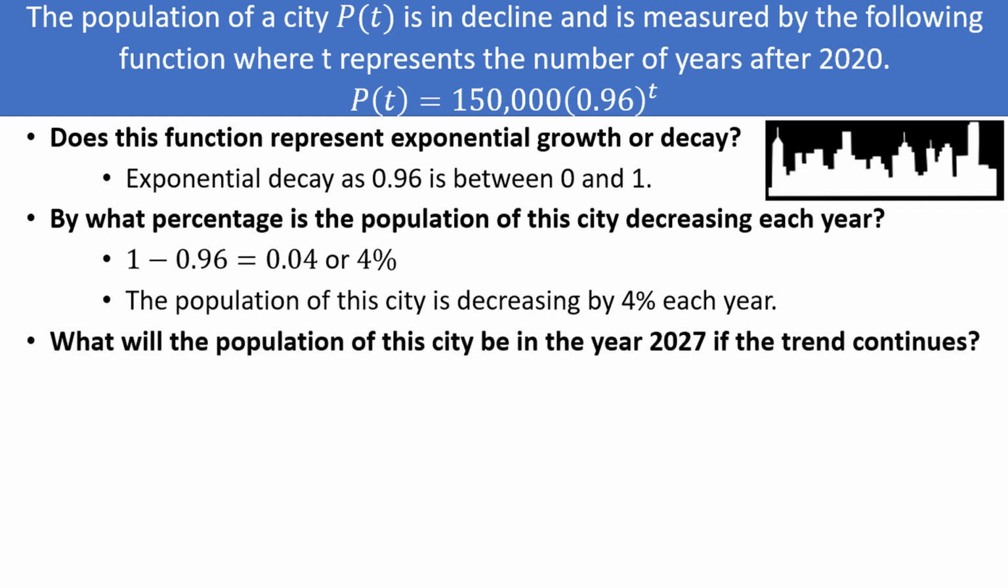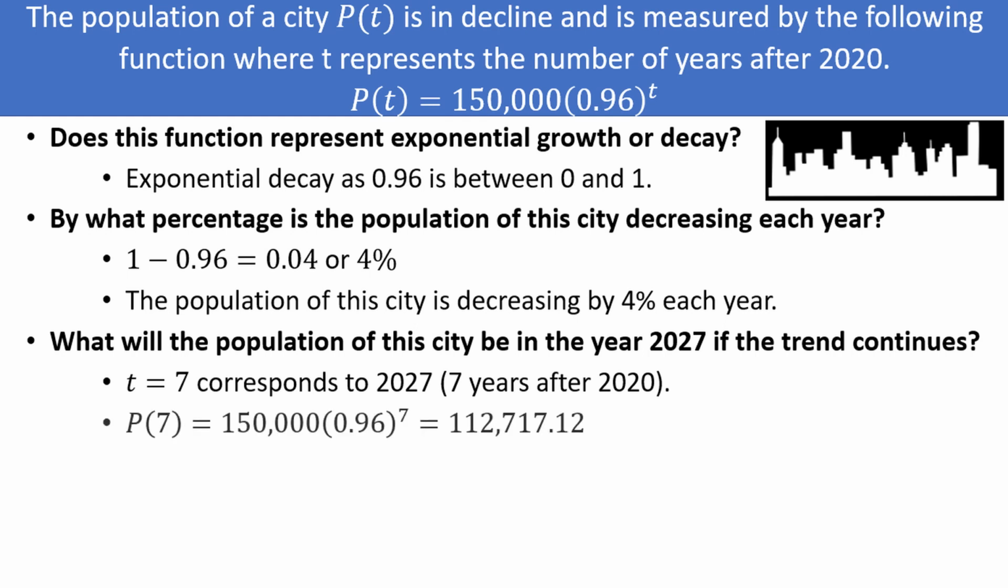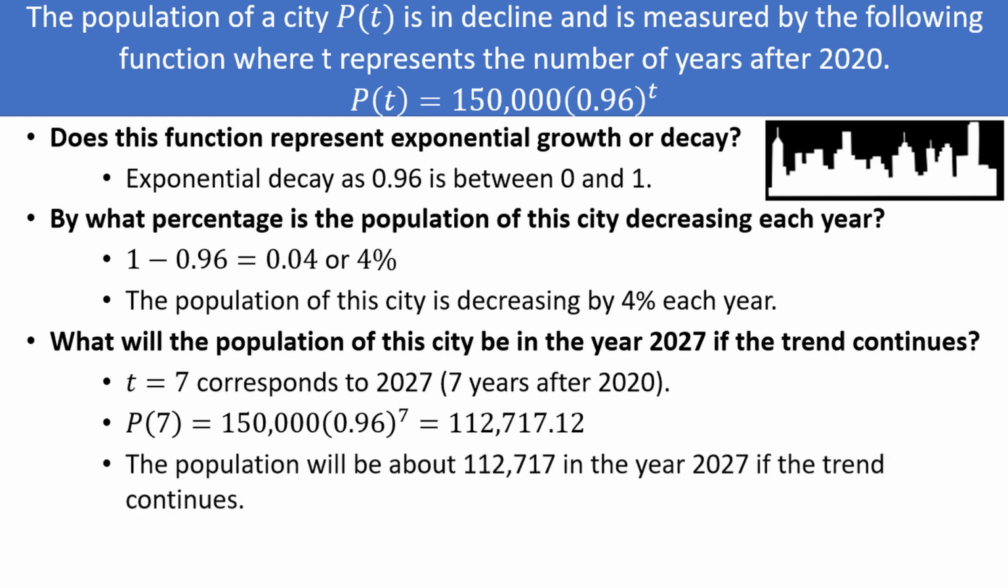What will the population of this city be in the year 2027 if the trend continues? Well, t is the number of years from 2020, so t equals 7 corresponds to 2027. Plugging in 7, we get P of 7 is equal to 150,000 times 0.96 to the 7th power, which is equal to 112,717.12. The population will be about 112,717 in the year 2027 if the trend continues.